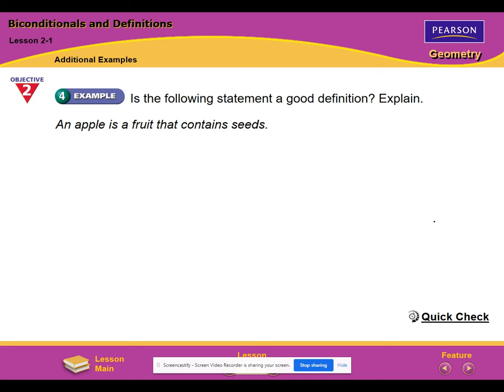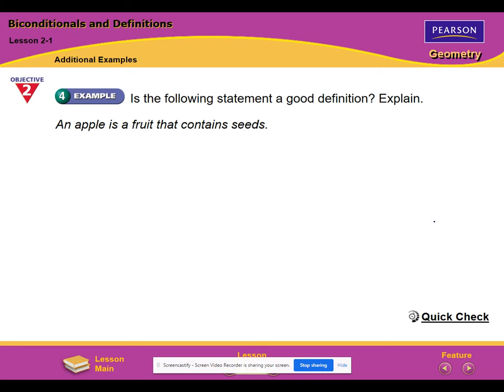Is the following statement a good definition? Explain. An apple is a fruit that contains seeds. Is that a good definition? Most of the time when I go through this with a class, the first volunteer will say, well, no, because a strawberry is a fruit that contains seeds, and a banana is a fruit that contains seeds. While an apple is a fruit that contains seeds is a true statement, it's not good enough, right? And they'll come up with other fruit to be the counterexample.